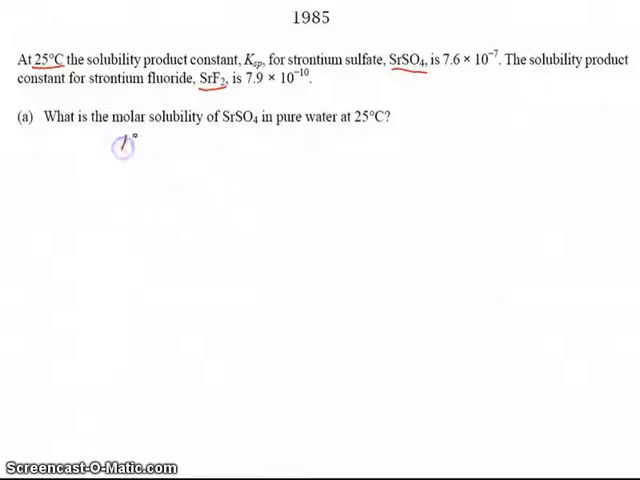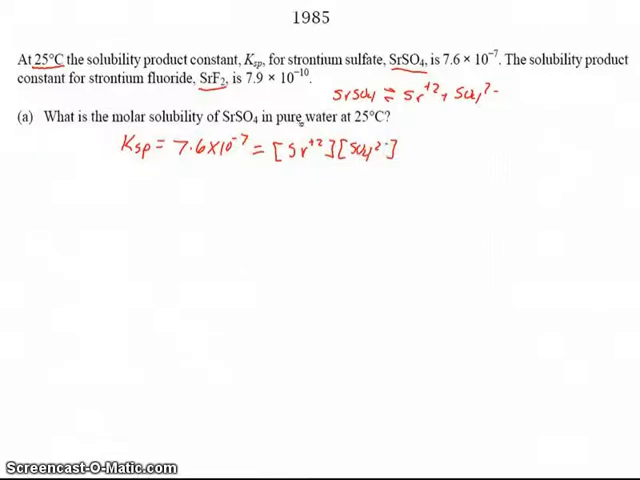Well, they tell me that KSP for strontium sulfate in pure water is 7.6 times 10 to the minus 7th. And I also know that the expression for this, based on the fact that strontium sulfate, when it dissociates, becomes strontium 2 plus and sulfate 2 minus, is that the KSP is the concentration of strontium times the concentration of sulfate. And either one of these will be in a 1-to-1 molar ratio with the strontium sulfate, so solving for either of these concentrations would tell me the molar solubility.